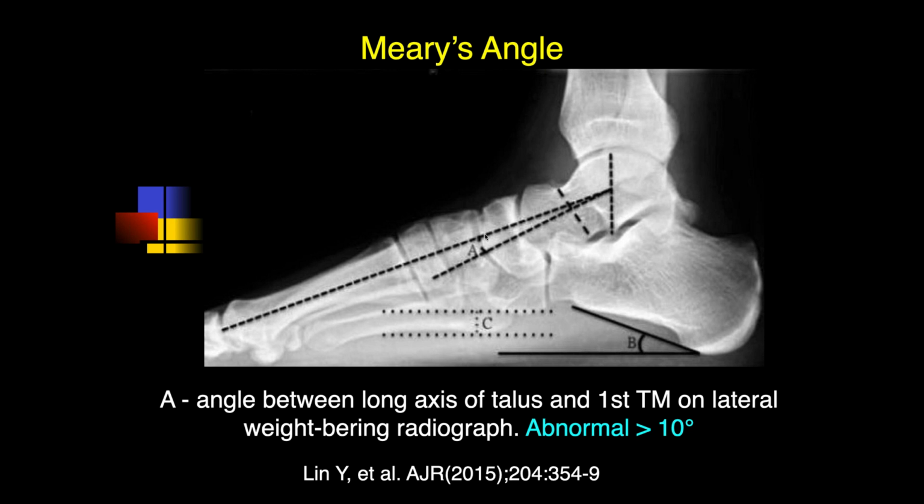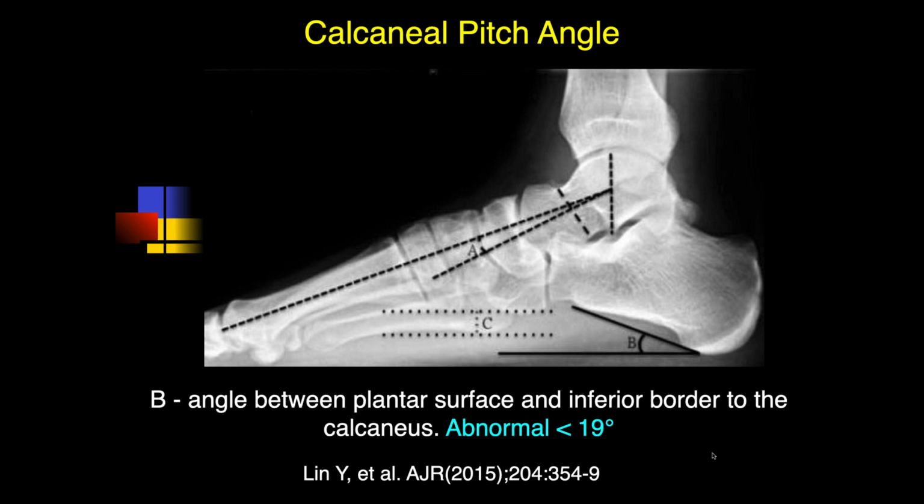So A is really the one angle here where you can see the long axis of the talus and the axis that goes through the navicular. So this is along the first metatarsal and the talus. And if it's greater than 10 degrees, that's abnormal, meaning pes planus. The calcaneal pitch angle is B back here, and abnormal is less than 19 degrees. Again, if you start developing pes planus, the calcaneus drops down here, and this angle becomes less.